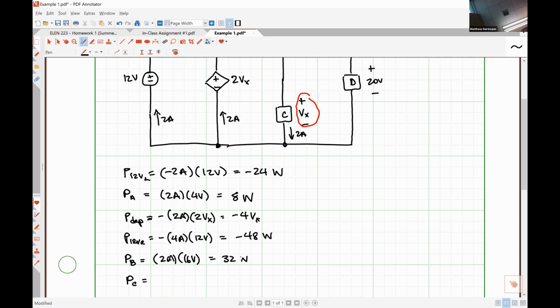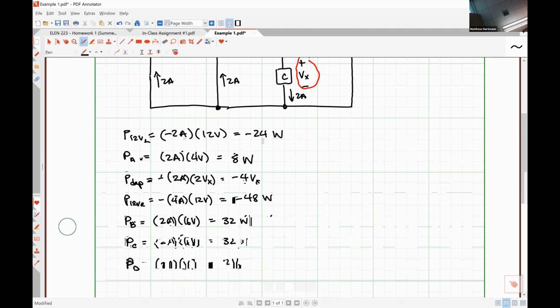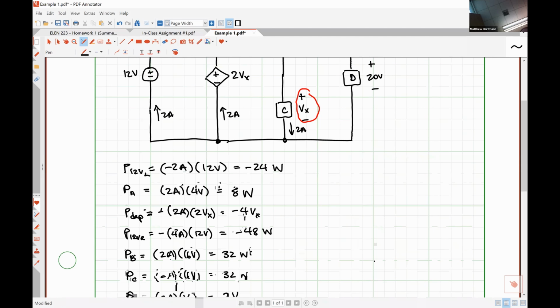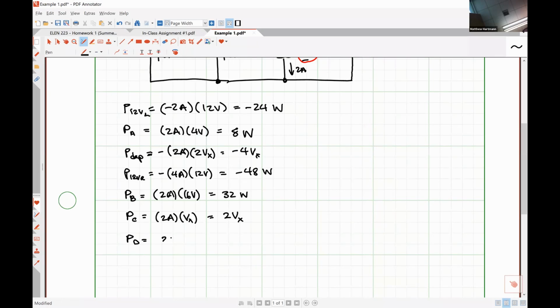2 amps is flowing into the positive polarity terminal, so we're going to have 2 amps times Vx. It's going to give us 2 Vx. And finally, we have element D, where we have 2 amps flowing into the positive polarity terminal. So that's 2 amps times 20 volts is equal to 40 watts.